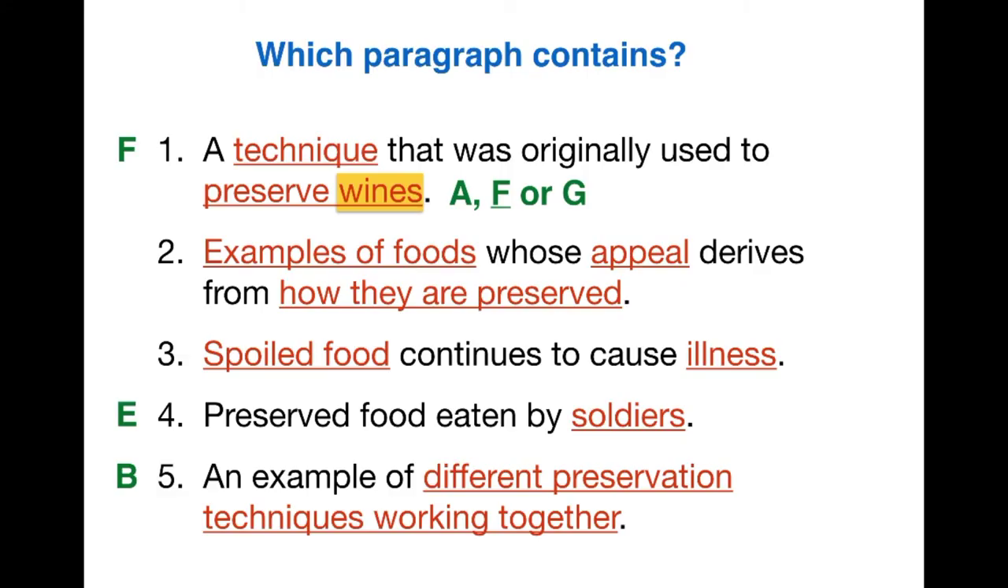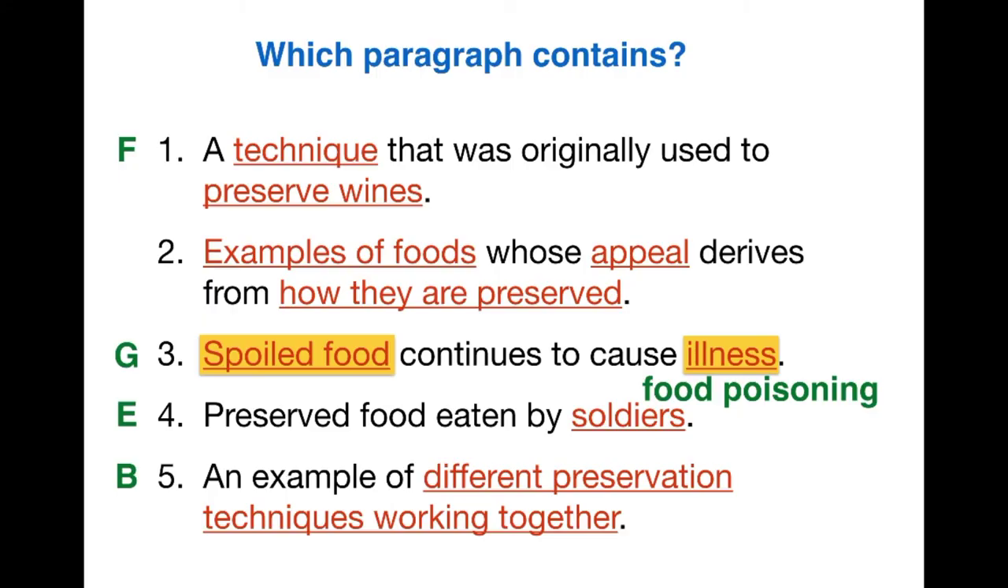Let's try it again. The next one I would scan for is number 3, spoiled food and illness. I think those should be easy to look for. And if you scan again paragraphs, the ones that we haven't really read, A, F and G, looking at paragraph G, you should find the answer. Food poisoning is the illness and spoiling is mentioned in that paragraph. Scanning probably can get you the answer to number 3 as well.